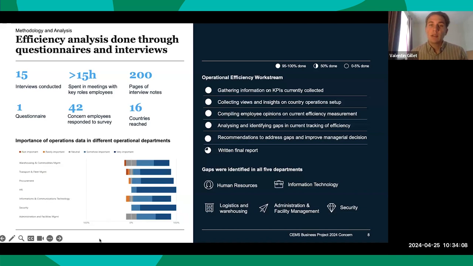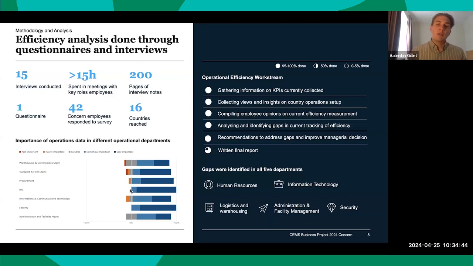On the right side here, you can see how we proceeded. So first, through the interviews, through external research, and through the questionnaire, we could gather different information on how the KPIs and the data is currently collected. Then we collected also the views and insights, mainly through the interviews, on how the country's operations are set up. We compiled all those opinions and insights on efficient measurement. And then we started our work, which is really analyzing and trying to identify the gaps in current tracking of efficiency.